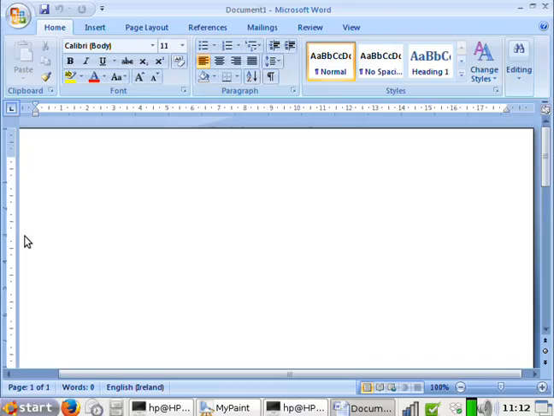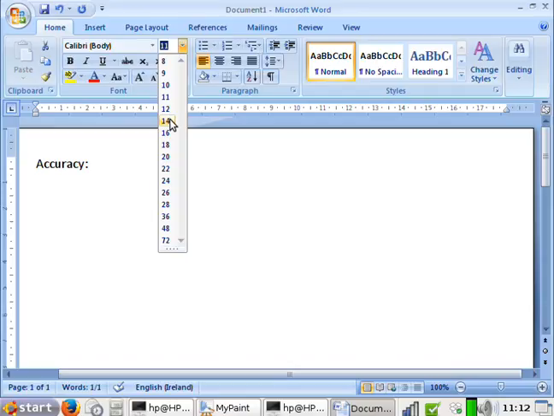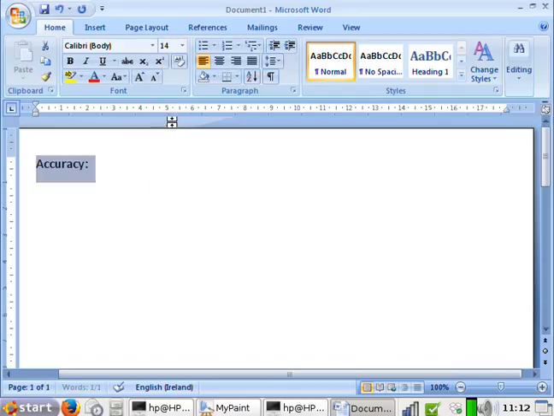Okay, so the first one, can you see this okay? Yeah. We'll go font size 14, yeah? 16. 16, no, let's not go crazy. Okay, can you see that okay? So, accuracy first.